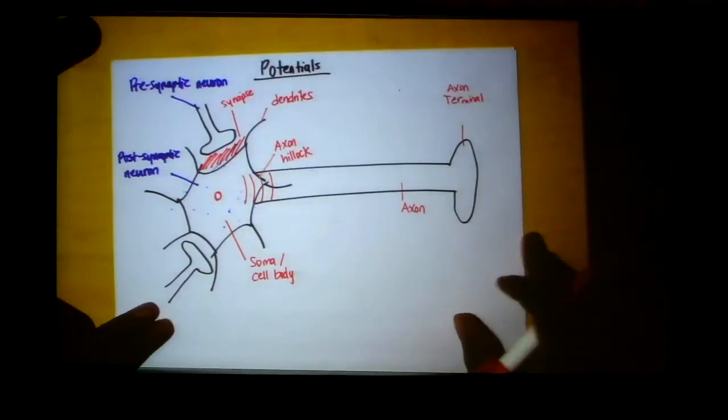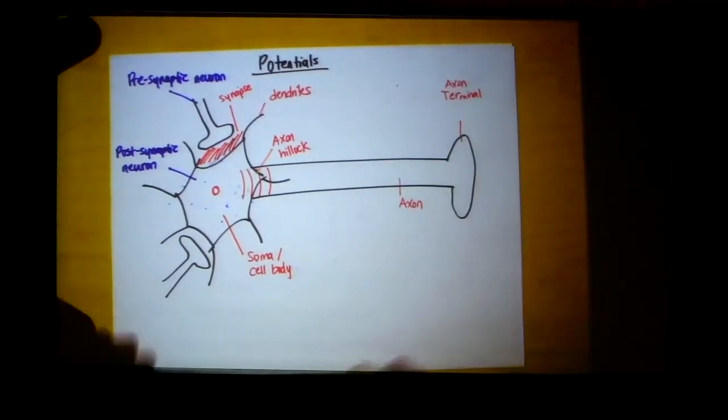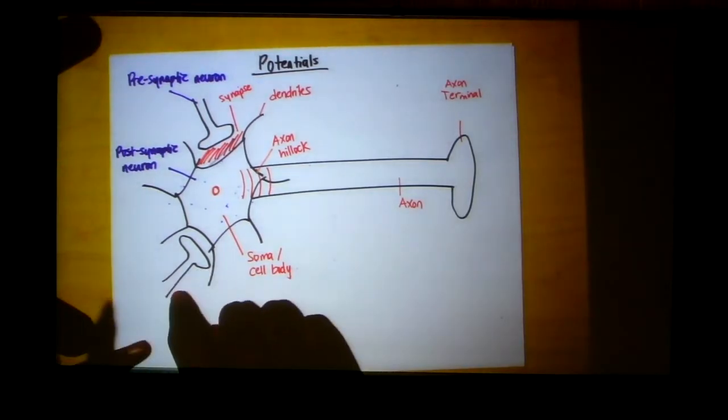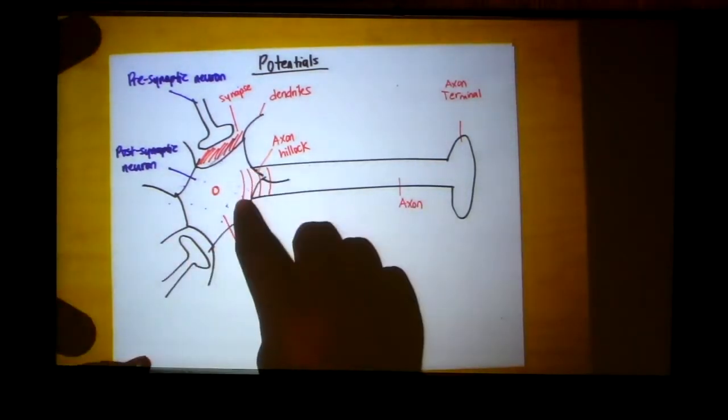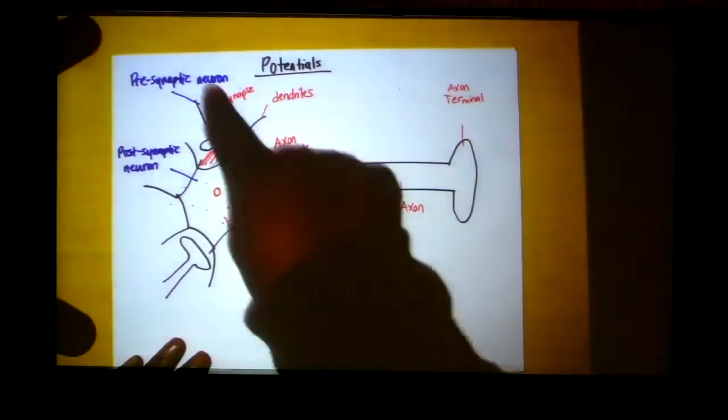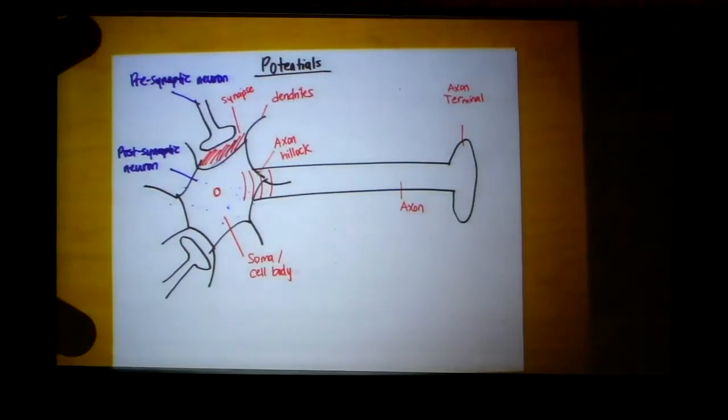This is getting a little messy, so I apologize. Okay? So we have neuron 1 communicating to neuron 2. Neuron 1 is called the presynaptic neuron, meaning before that synapse. Neuron 2 is the postsynaptic neuron, distal to that synapse. And so we have signals moving in this general direction. All right, any questions on that? Any questions on that bit?